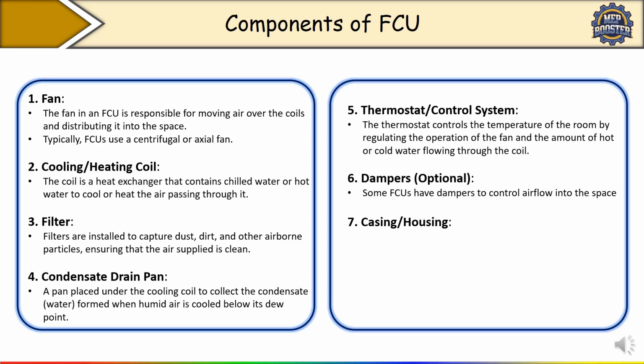Next component is the casing or housing. Casing is the outer structure that encloses all the internal components of the FCU. That is called a casing. It is designed basically to provide insulation and protect the components from environmental factors. This is the main purpose.